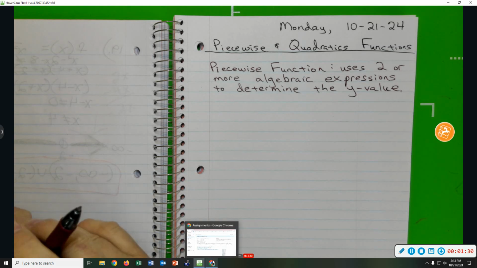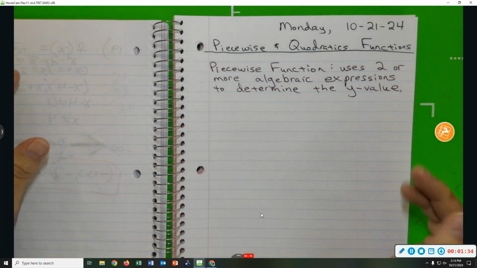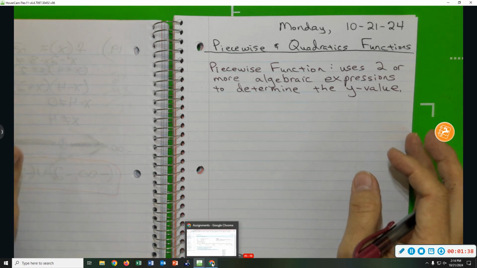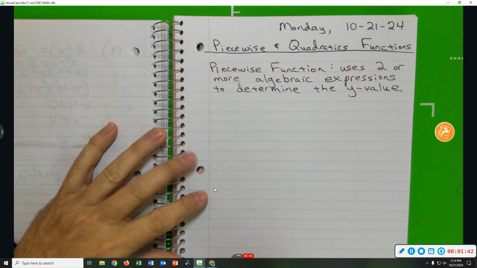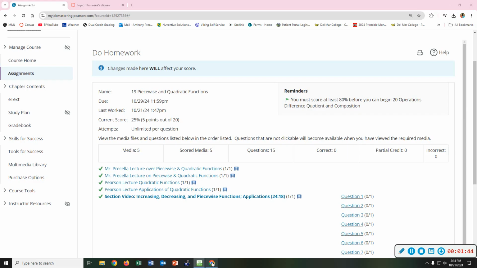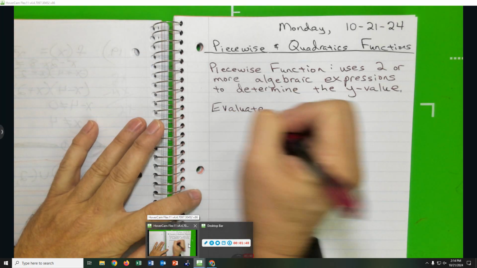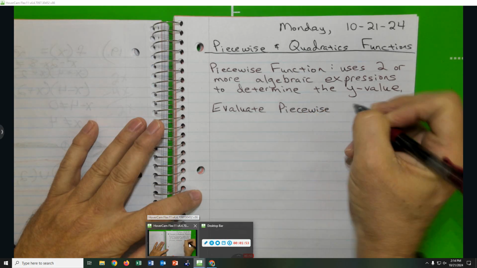We're going to do two things with piecewise functions today. We're going to evaluate them, and then we're going to graph them. Evaluating is very fast. Let's do number two. We're going to, first of all, evaluate piecewise functions.